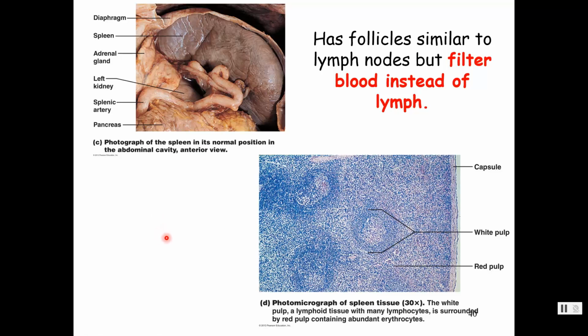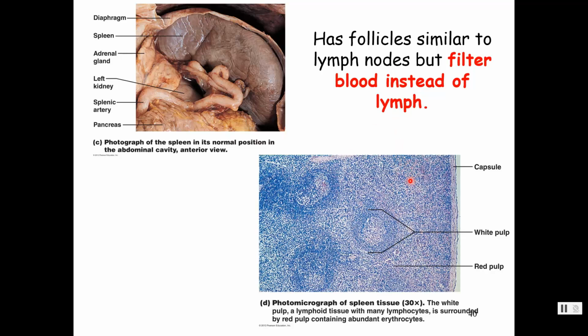So the spleen, remember, it's in the upper left quadrant. It's tucked up underneath the diaphragm. It's going to be behind the stomach. And it's showing you this big, large splenic artery. And then you have the splenic vein that would be going away from it. See the pancreas.